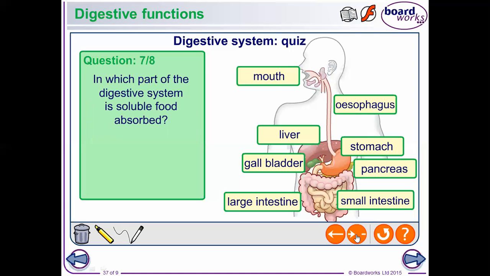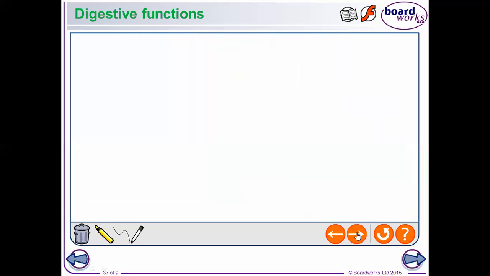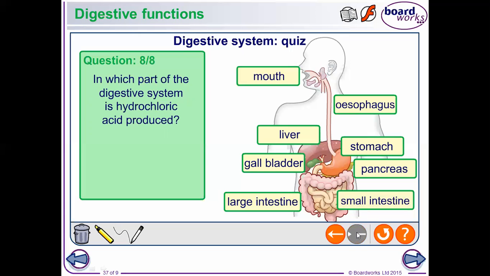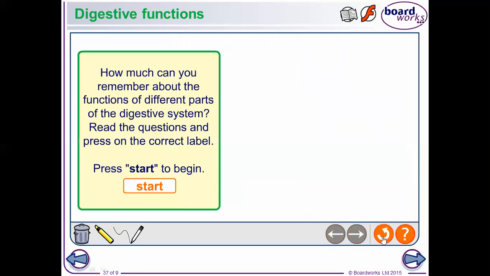In which part of the digestive system is soluble food absorbed? Small intestine. We must solve the workbook then. Last question: in which part of the digestive system is hydrochloric acid produced? Stomach.